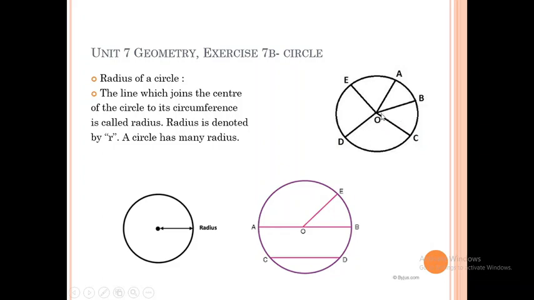Why do we call them radius of the circle? Because all these lines are joining the center of the circle to the boundary or the circumference. Here this CD is not the radius because it is not joining the center. And to write the radius, we are using a small letter r as the symbol of radius.